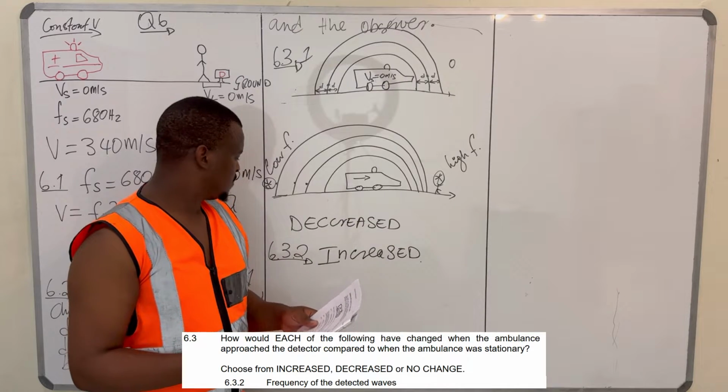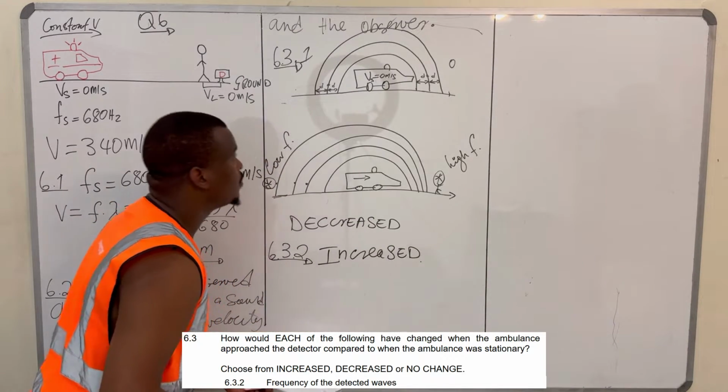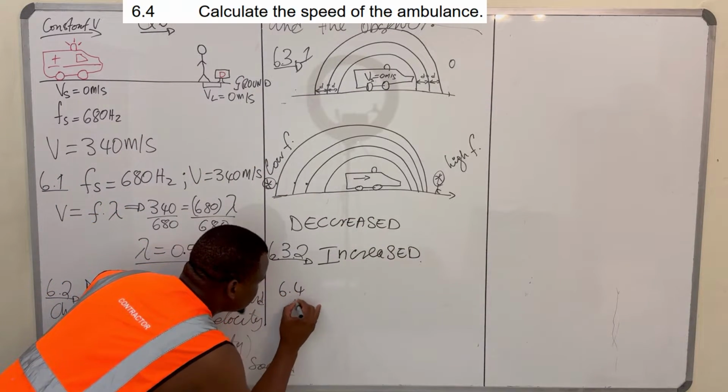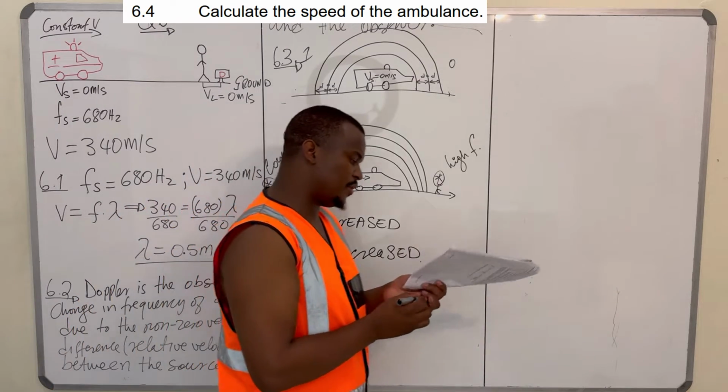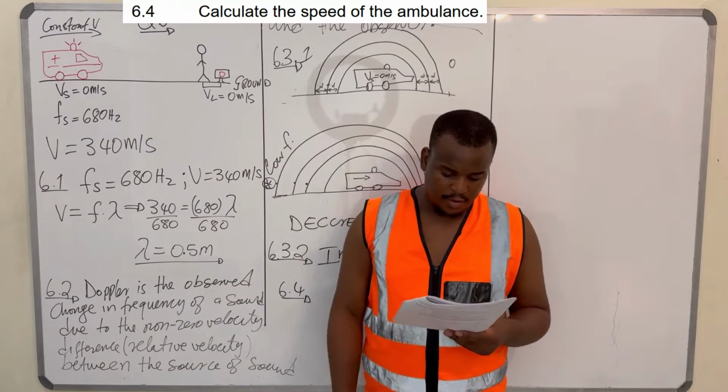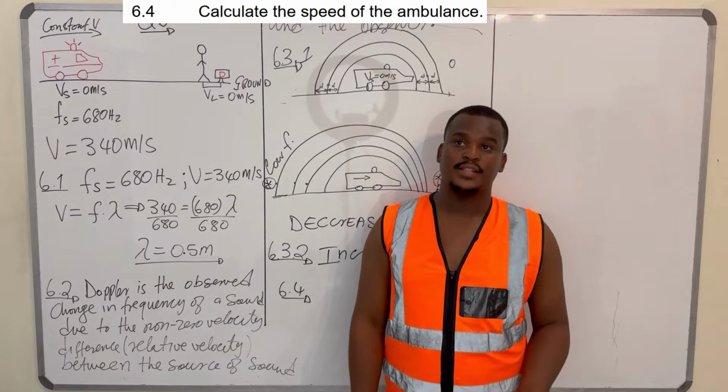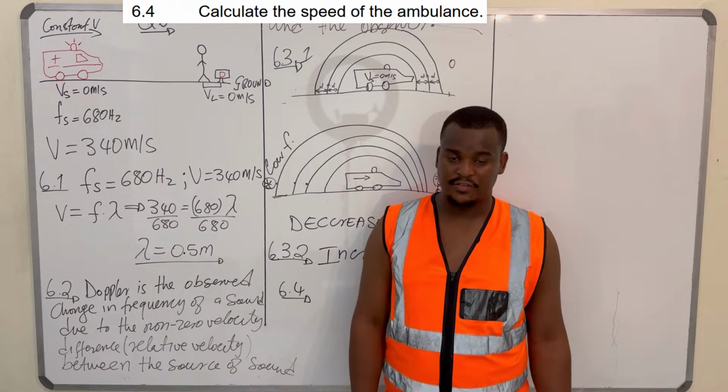Done. Then we move to the next one, which is 6.4. What are they saying at 6.4? They are saying now, calculate the speed of the ambulance. They want us to calculate the speed of the ambulance.